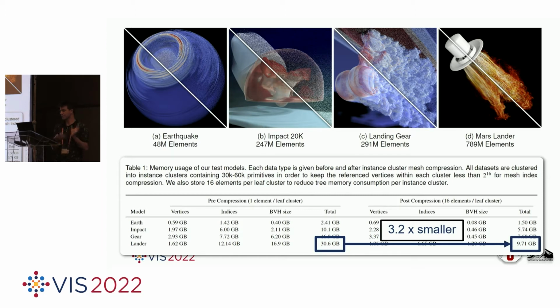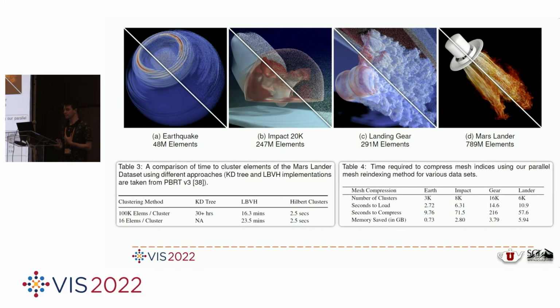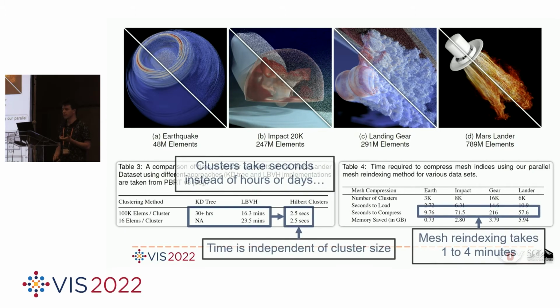So we're going from around 30 gigabytes before to now a little less than 10. That means you can fit these data sets on a card and query them and render them. In order to do this compression, it takes only a couple seconds to do the sort. It takes only a couple seconds to cluster our data sets, and clustering is now independent of the number of elements per cluster because we're doing this more naive breaking up of our elements in memory.